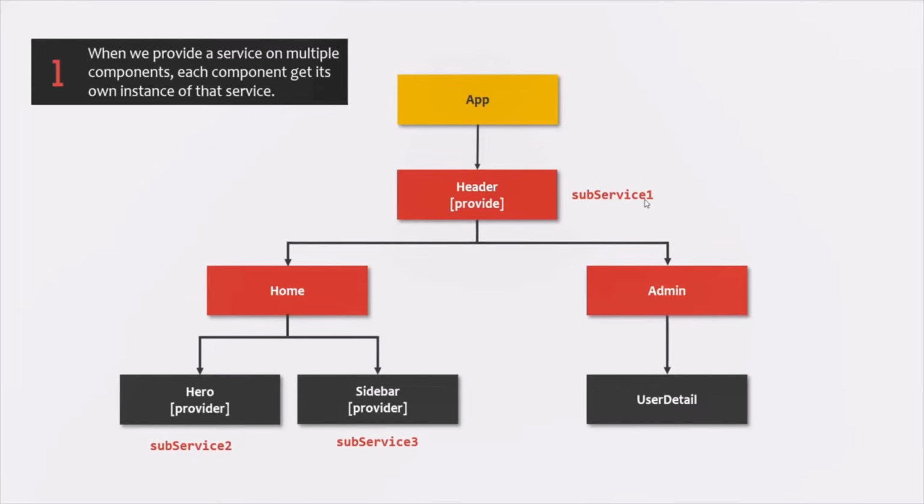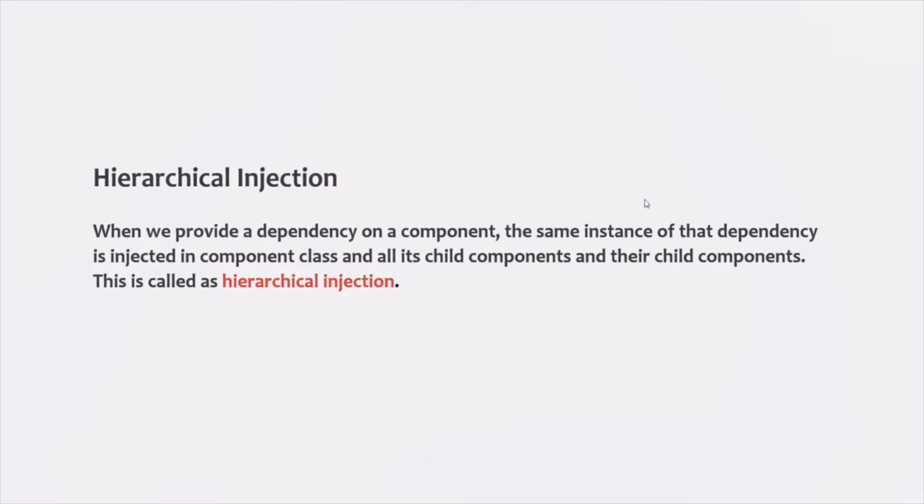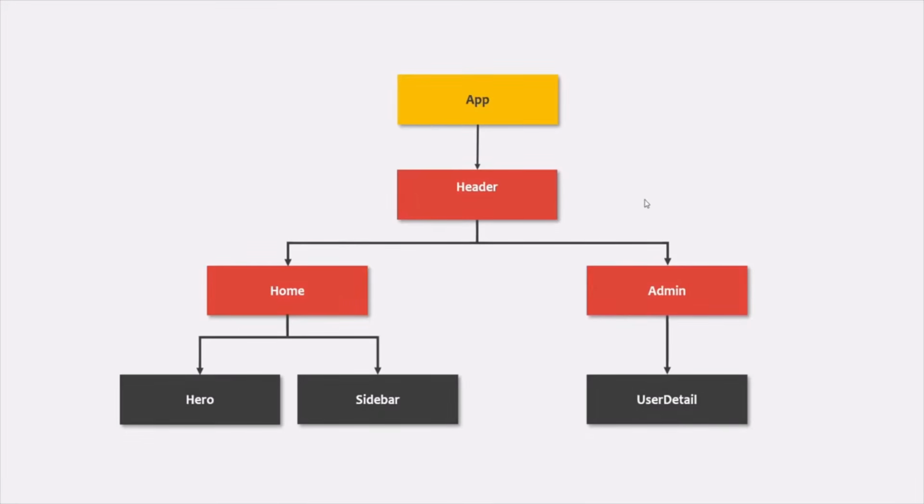Now let's understand what hierarchical dependency injection in Angular is. When we provide a dependency on a component, the same instance of that dependency is injected in the component class and all its child components and their child components also. And this is called hierarchical injection. Let's try to understand this with an example. So let's say in the header component, I'm using the providers array.